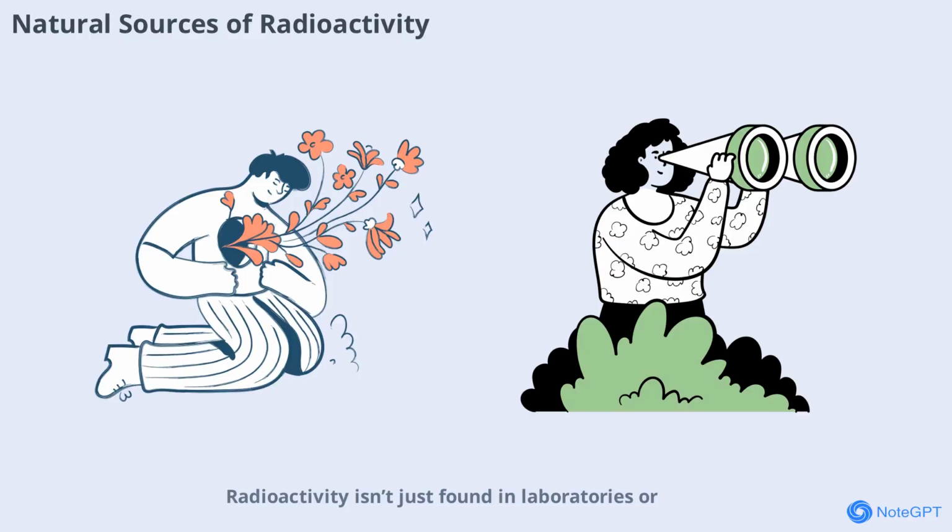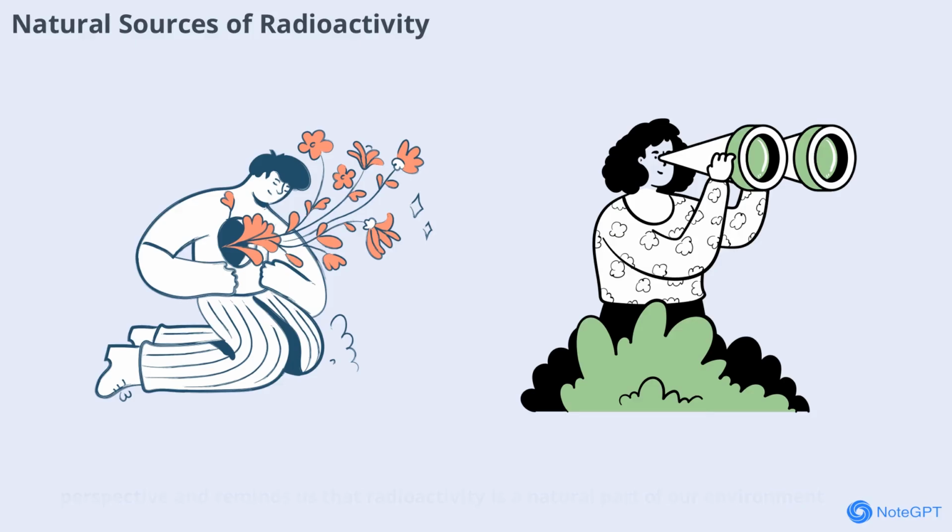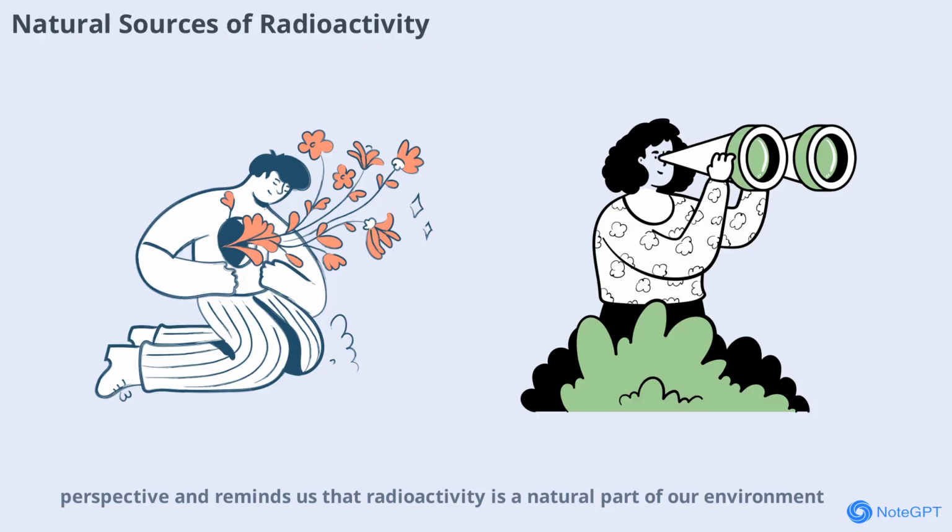Radioactivity isn't just found in laboratories or nuclear reactors, it's all around us in nature. Many rocks and minerals contain small amounts of radioactive elements, and even the air we breathe contains radioactive gases like radon. Cosmic rays from space also contribute to natural background radiation. Understanding these natural sources helps us put the risks of artificial radioactivity into perspective and reminds us that radioactivity is a natural part of our environment.